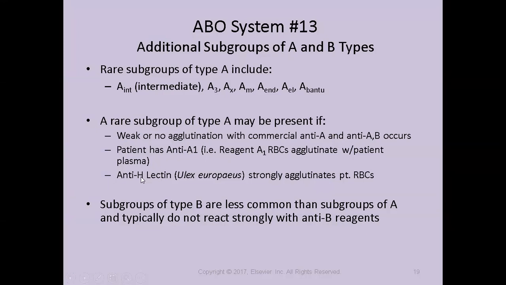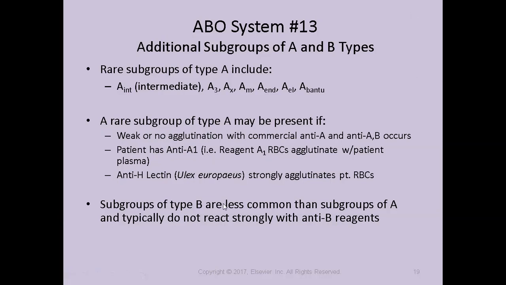We have an anti-H lectin from a plant, Ulex europaeus. Anti-H lectin strongly agglutinates the patient red cells. We want to suspect it's a rare subgroup of A. Okay. Usually these come up because there's a discrepancy between forward and reverse typing. Okay. And so we're going to be looking more carefully at these reactions a little bit later. But for now, just remember that they're rare. Okay, so they're not common.